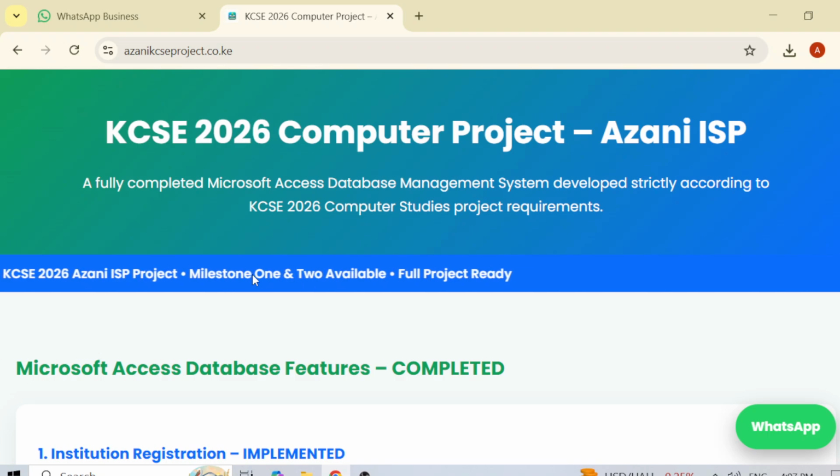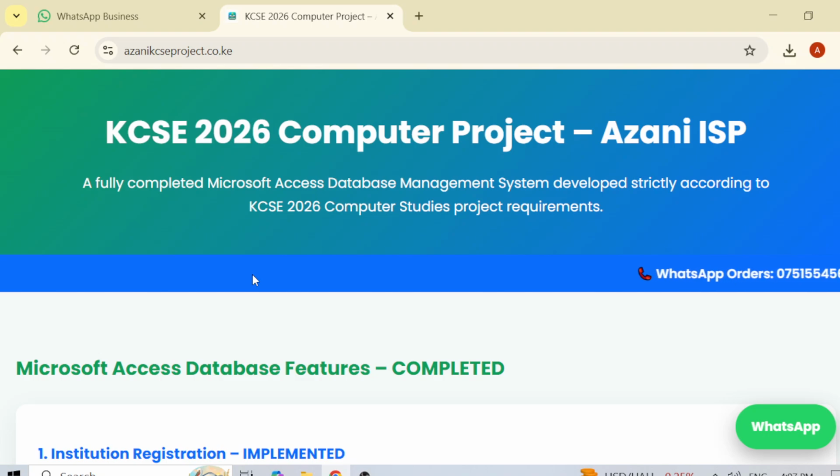It will also be able to manage bandwidth with upgrades and discounts of 10%. And we also will be able to generate reports. So this is the objective of this particular project, which is Azani ISP.